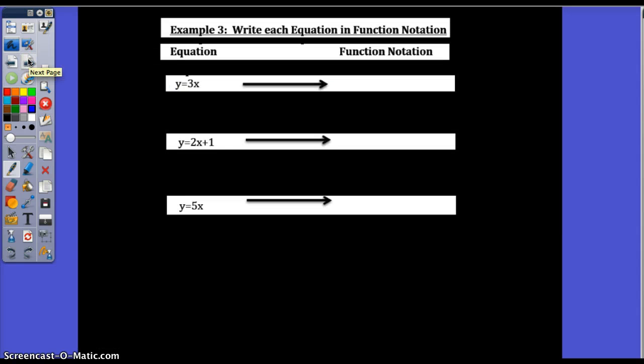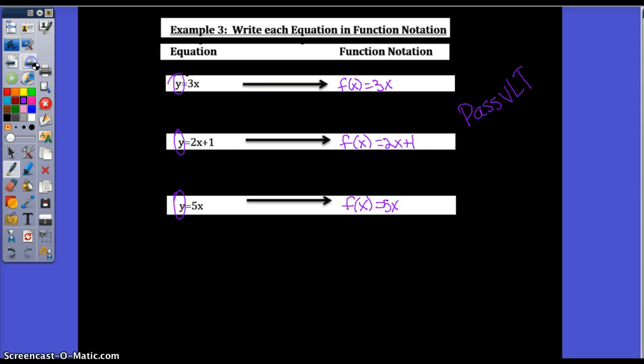So on the back, we have 3 equations. I just want all 3 in function notation. Instead of writing y equals 3x, all it is is f of x equals 3x. The only thing that's changing are your y's. You'd write f of x equals 2x plus 1. Instead of writing y equals 5x, in function notation, f of x equals 5x. You know that each one of these passed the vertical line test, and every x maps to one y.